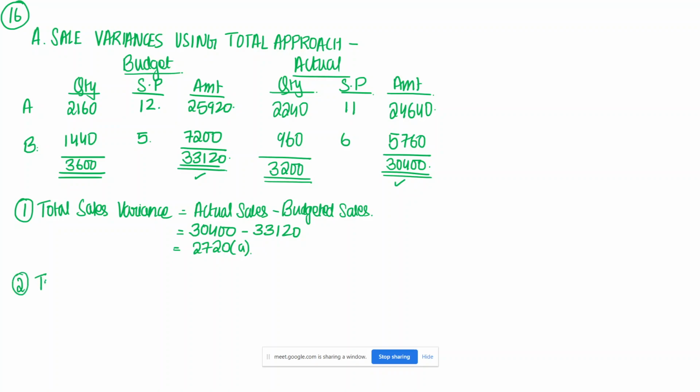Next, total sales price variance. Can you tell me the formula now? Can you tell me the formula, please?